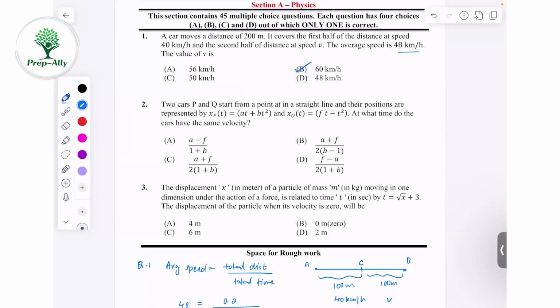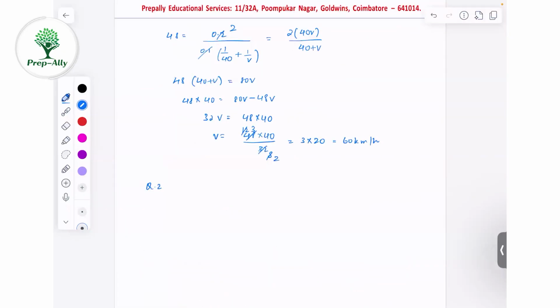Two cars P and Q start from a point in a straight line and their positions are represented by these functions. Position of P as a function of time and position of Q as a function of time are given to us. At what time do the cars have the same velocity? Here position of P as a function of time is given as at plus bt square, and position of Q as a function of time is given as ft minus t square.